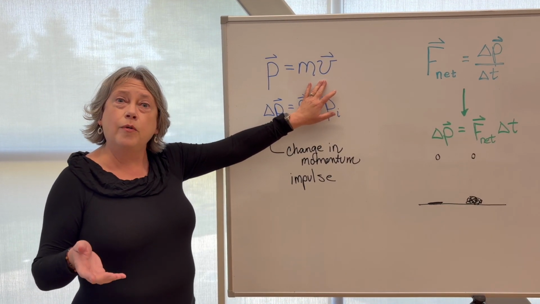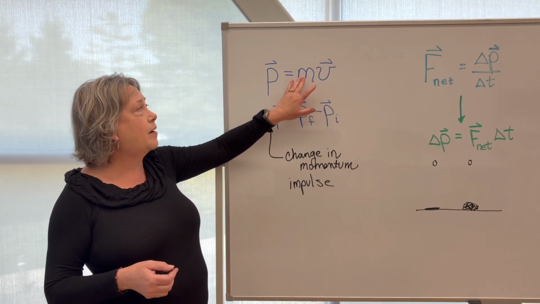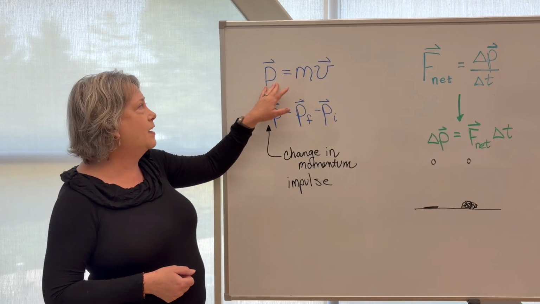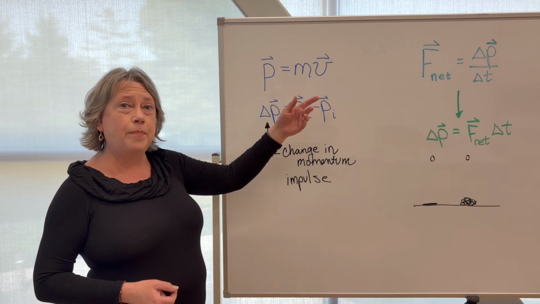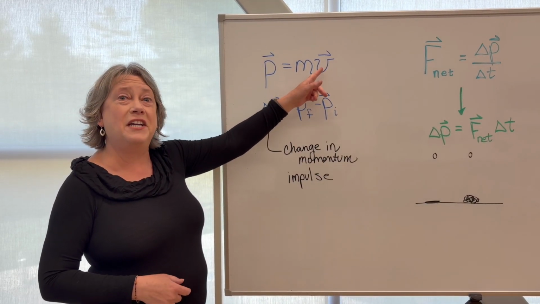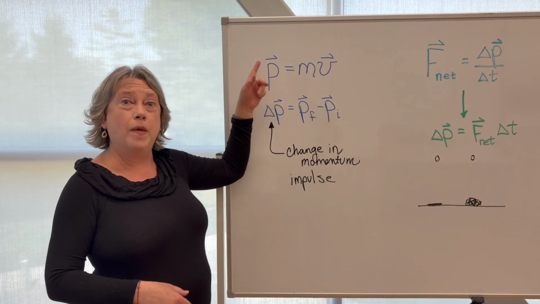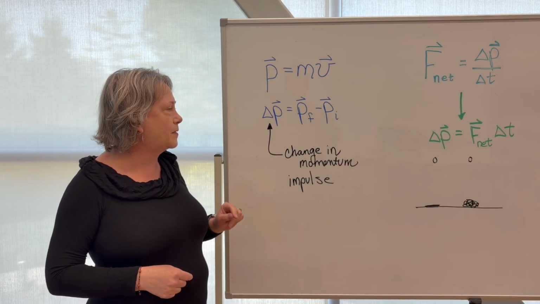So we're encountering another one of those instances where we have a vector times a scalar giving us another vector. So keep in mind that when this happens, the direction on the velocity will be identical to the direction on the momentum. You'll need that to solve some of our problems.